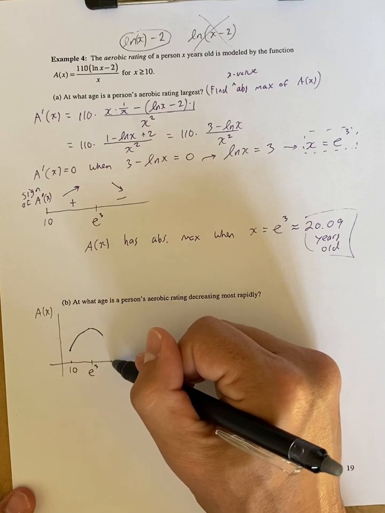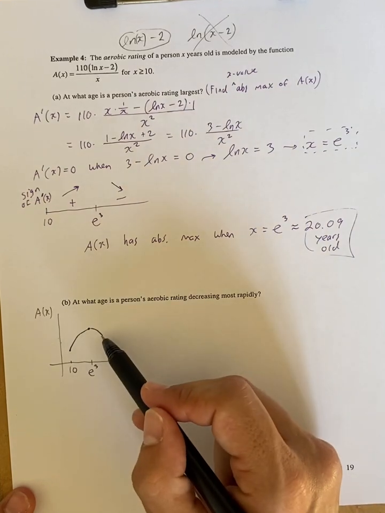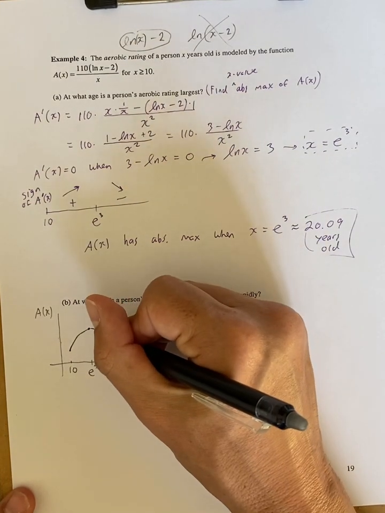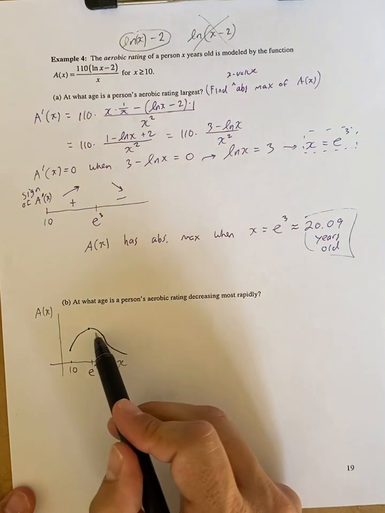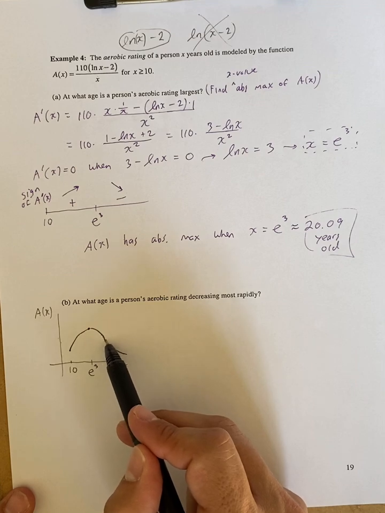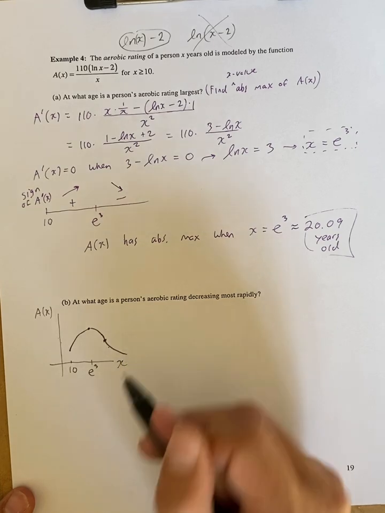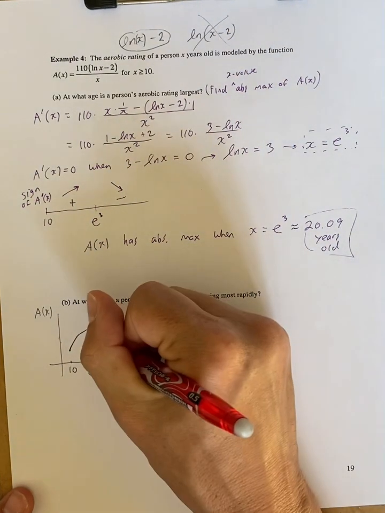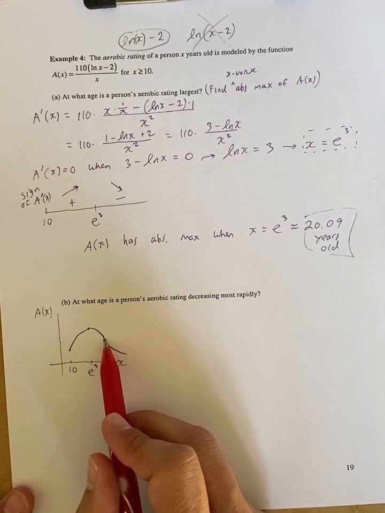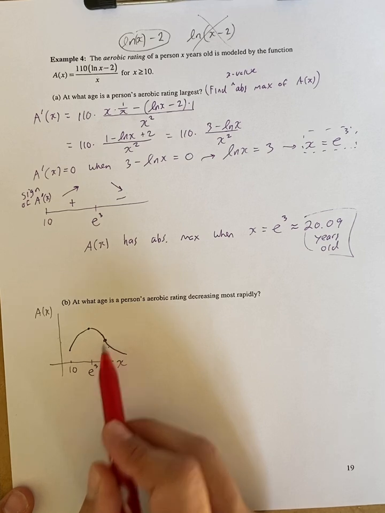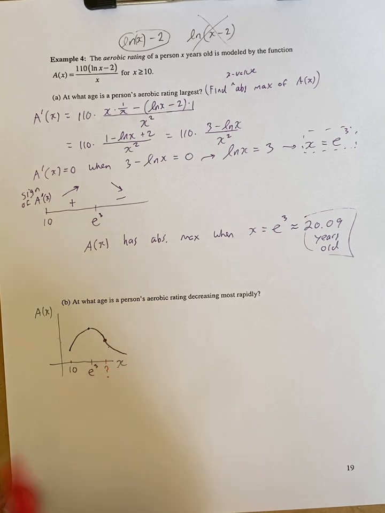But it's not just going to keep decreasing like this. We'll find that out actually when we do the second derivative. But if there's a point at which it's decreasing most rapidly, then that means that the concavity is going to change, right? Decreasing faster and faster and faster. And then past this point, it continues to decrease, but notice that it's not decreasing as rapidly anymore. So we are looking for, assuming it exists, this x value. At what age does the aerobic rating take on this sort of a shape, where it's decreasing faster and faster until then the rate of decrease starts to slow down.